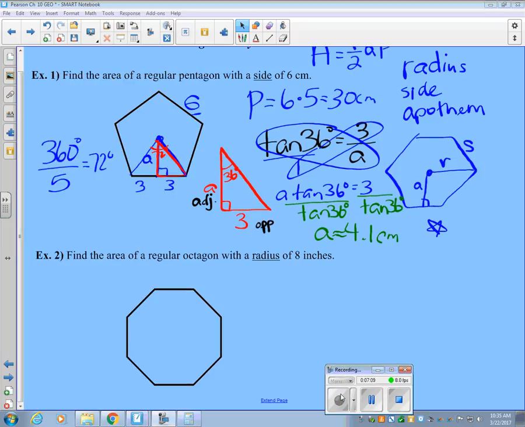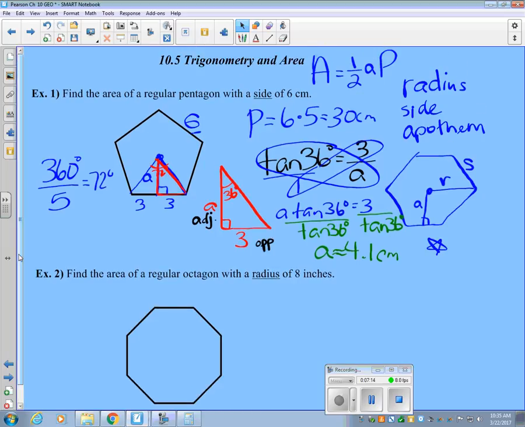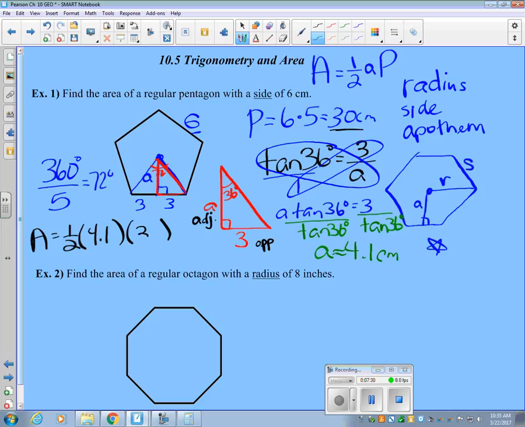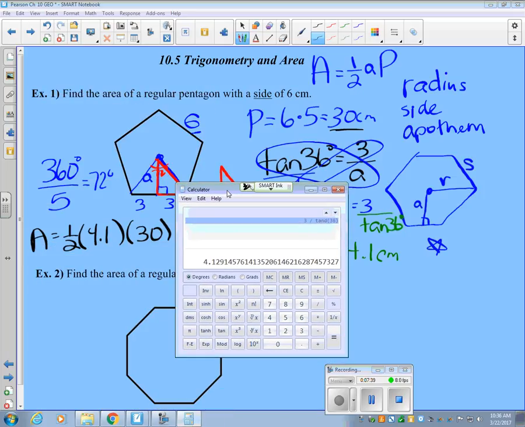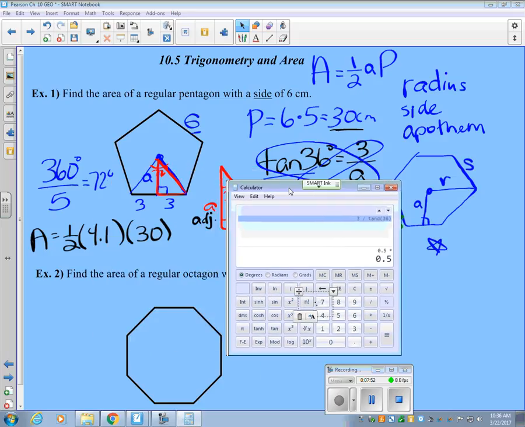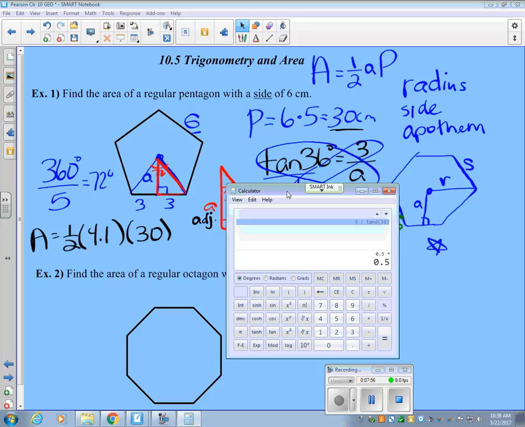Okay, so we're going to come back to our equation. Area of a regular polygon is equal to 1/2 a p. So that is 1/2 times the apothem we got, approximately 4.1 centimeters, times the perimeter, which we calculated at the beginning, was 30. So that is 0.5 times 4.1 times 30. So we have an area of 61.5 centimeters squared.